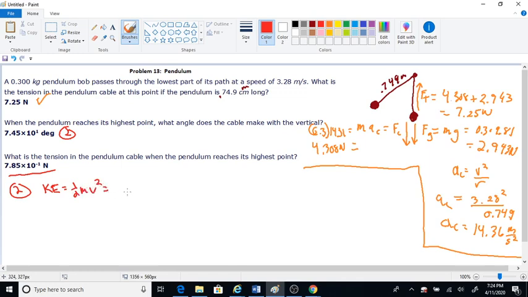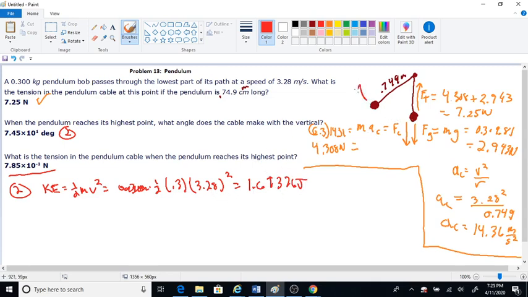And when we do this, it's 1/2 times 0.3 times our velocity squared. At the bottom, all its energy is in this, and that energy is 1.61376 joules. So now all that energy, if it turns to height, I want to know how far this thing will swing up.